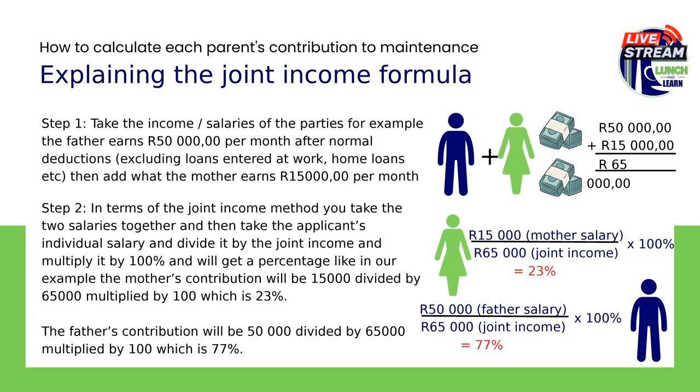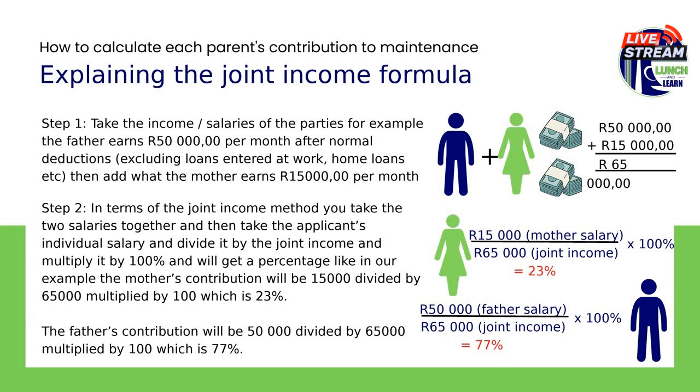So next we need to work out the percentages. And that's a simple mathematical calculation that could easily be done. So in terms of the joint income method, you take the two salaries together, which we've done in step 1, and then you take the applicant's salary, her individual salary, and divide it by the joint income of both parties and multiply that by 100%. And then you would get a percentage of what is her considered contribution towards maintenance or the child's expenses. That would be a correct apportionment of the joint income.